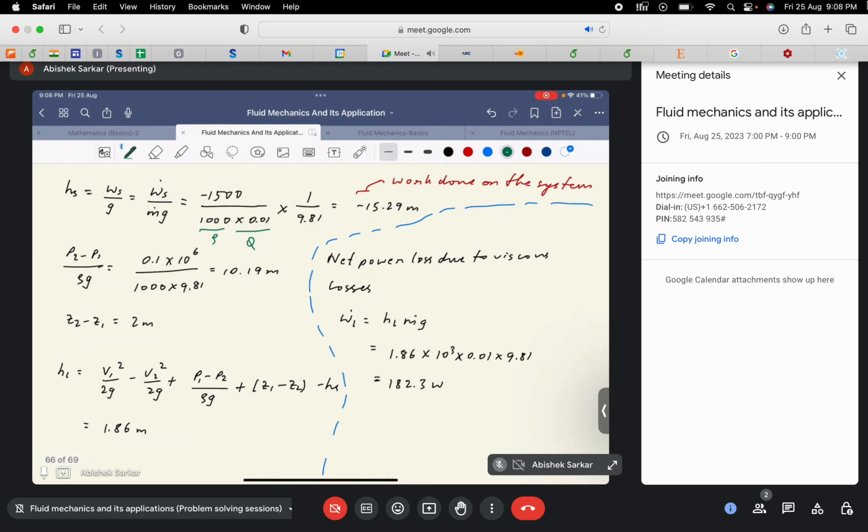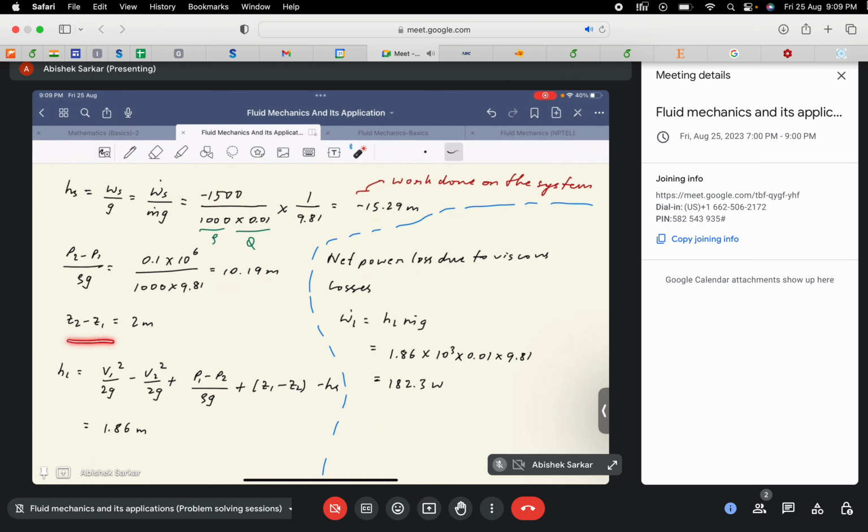Again we evaluate the difference in the pressure head because of the pump. So we get P2 minus P1 divided by rho g. Since it was given that P2 minus P1 is equal to 0.1 megapascal, it is 0.1 into 10 to the power 6 divided by 1000 into 9.81. After evaluating that, we get P2 minus P1 by rho g is equal to 10.19 meter.